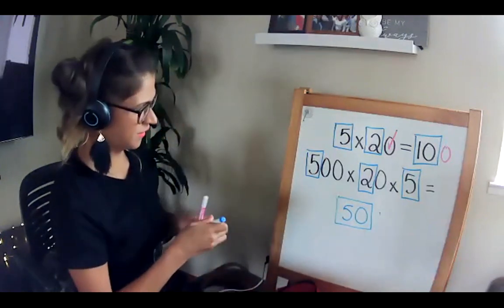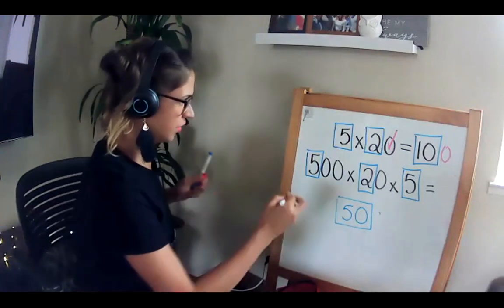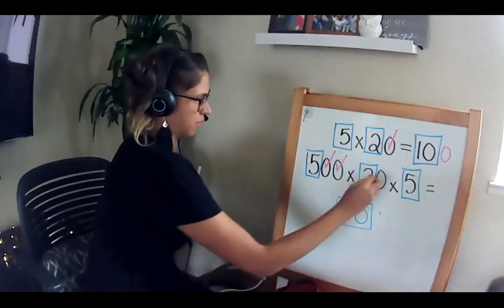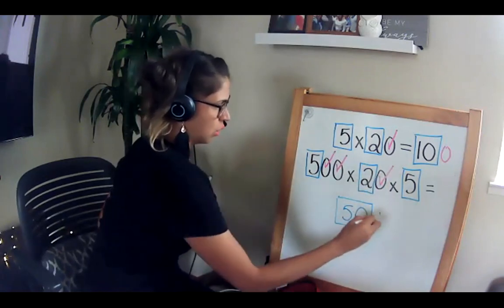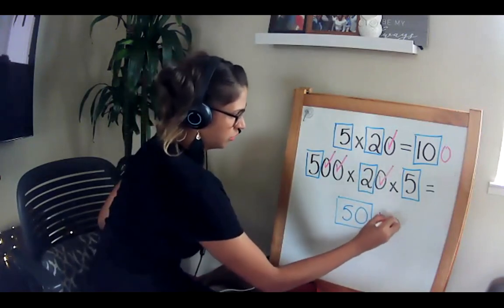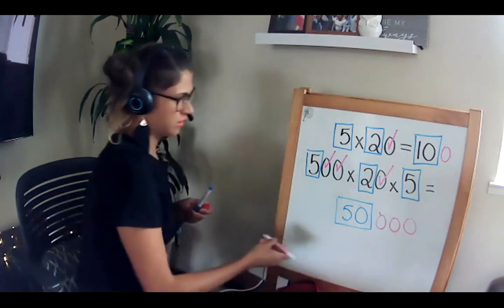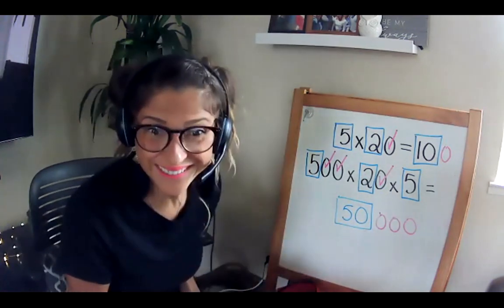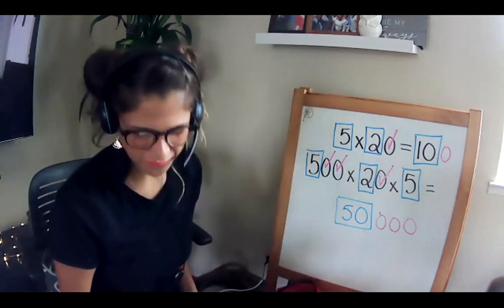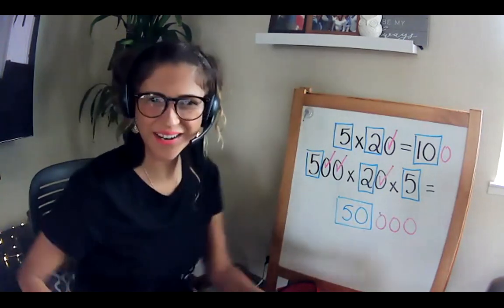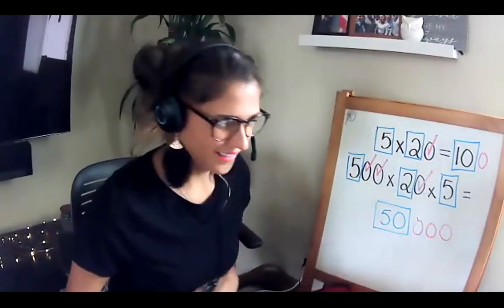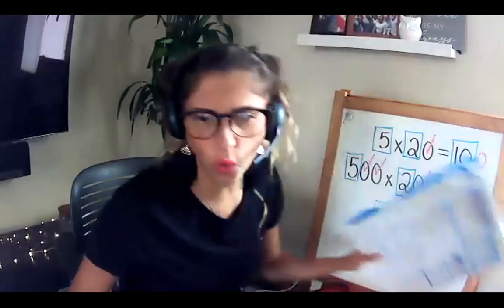Now, let's count our zeros. 1, 2, 3. So my answer is 50,000. Does everybody understand how this works? Yes. Do we get it? Yep. Let's try uno más.